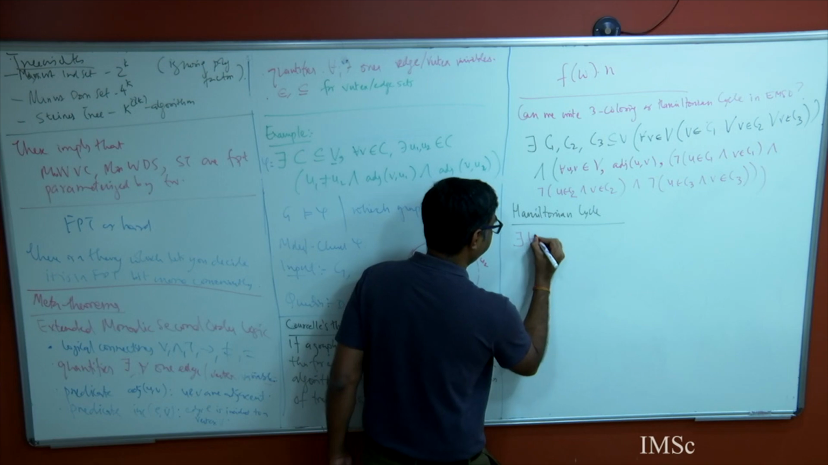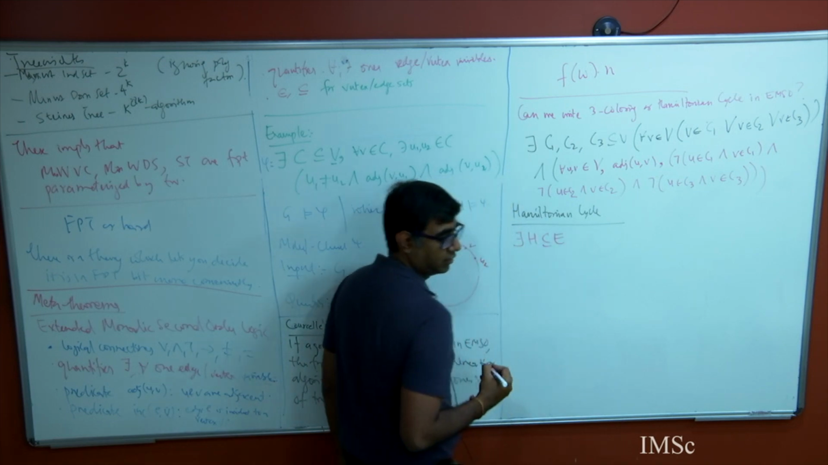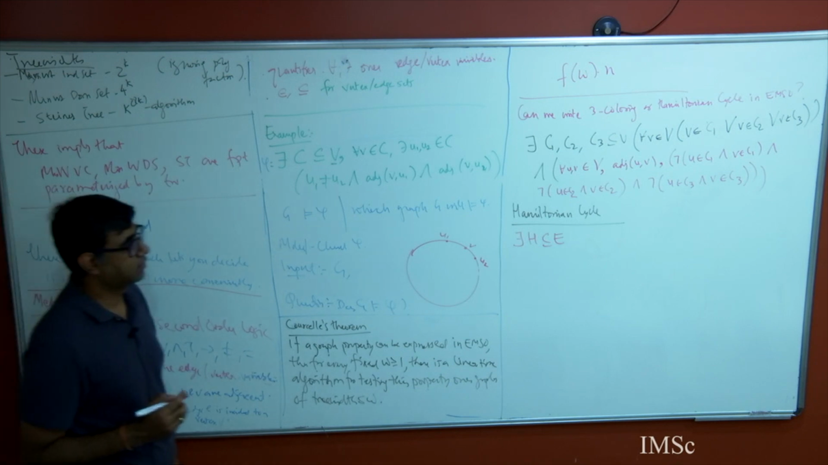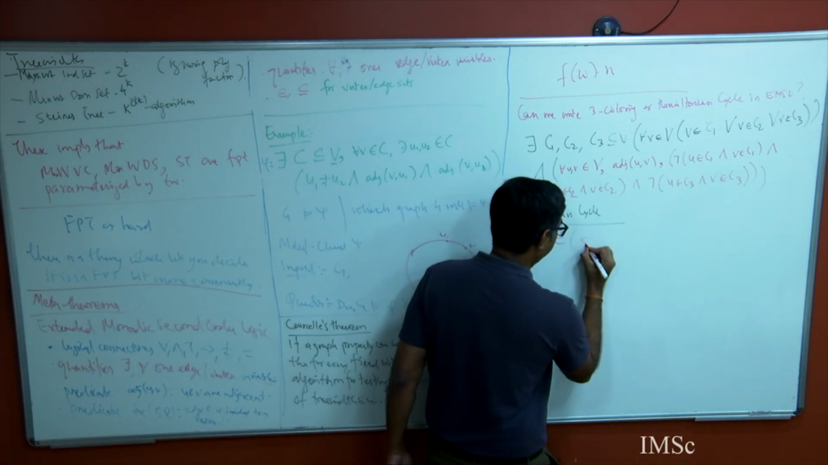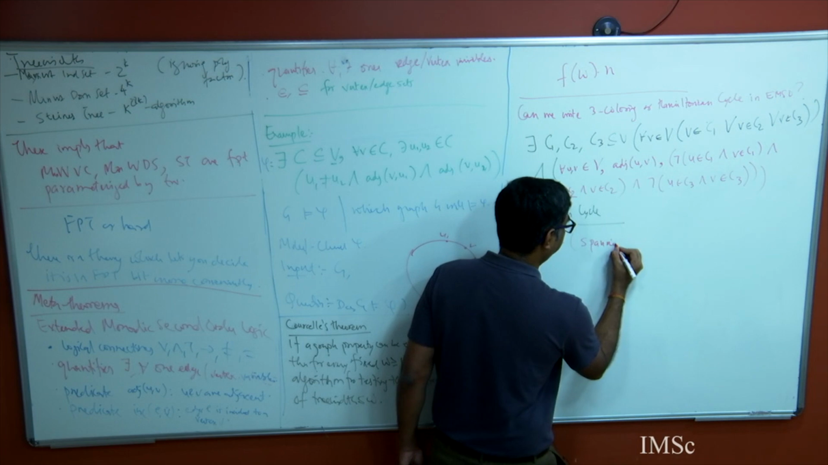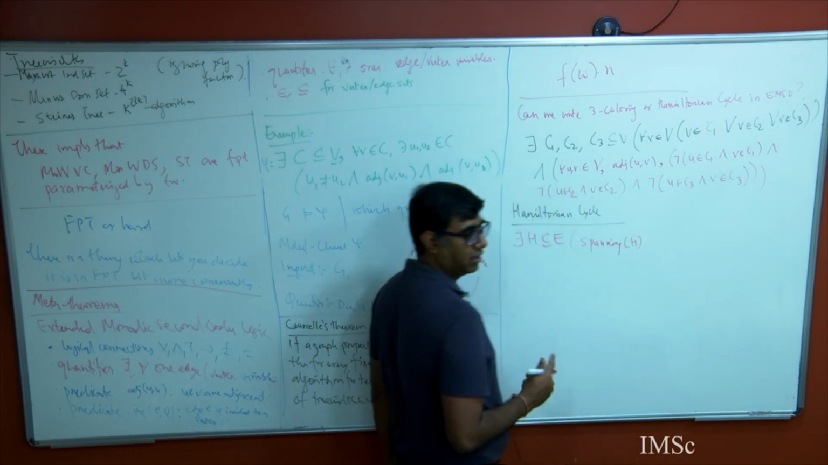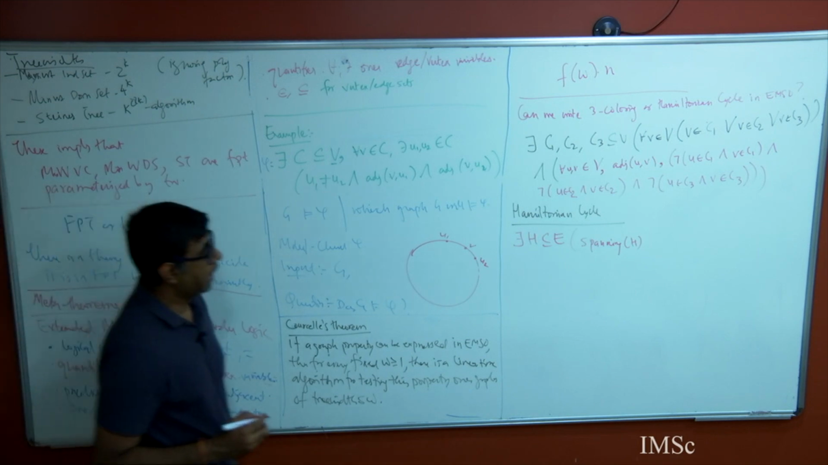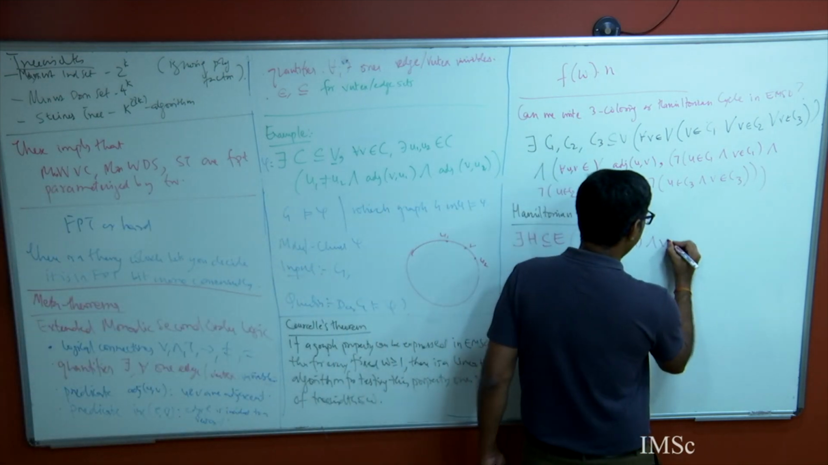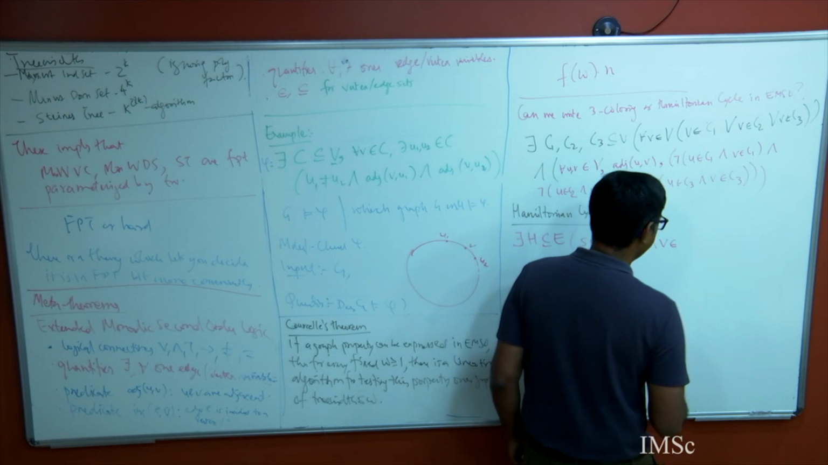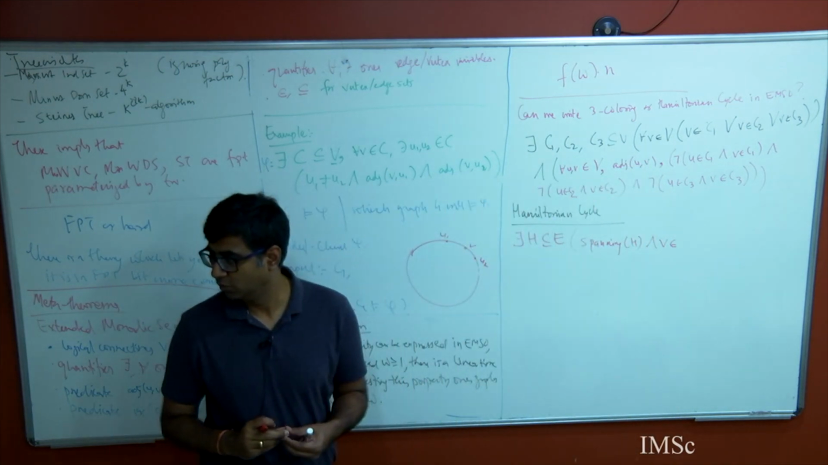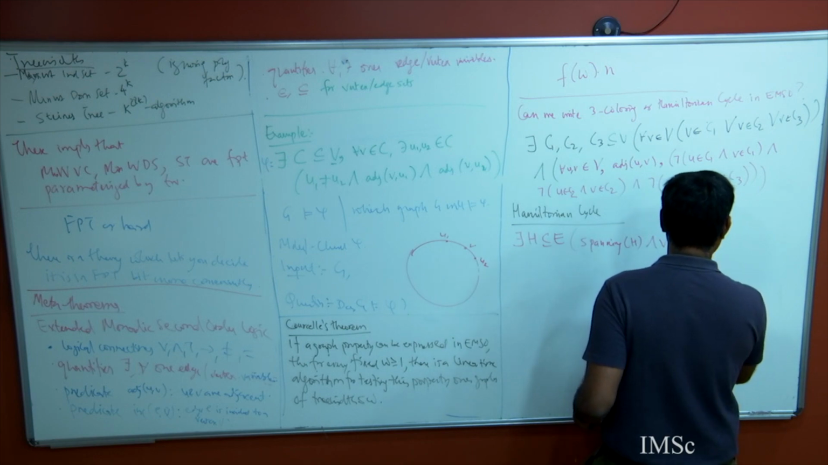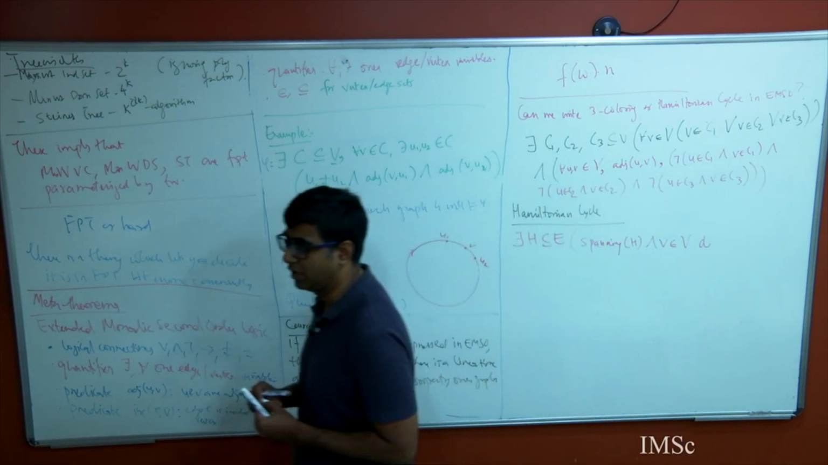So first, there exists H subset of E. So I have found some subset of it. What should be this? I will define what I mean. First of all, H is spanning, by this I will mean it spans every vertex. And for all V in V, what should I make true?